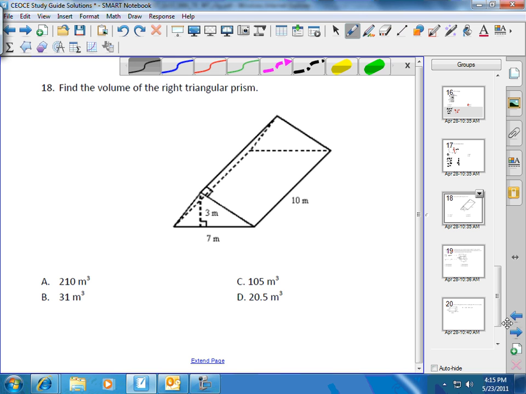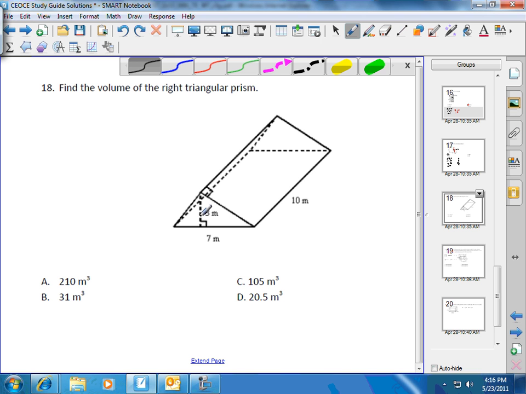Number 18, find the volume of the right triangular prism. Okay, remember, one way to find the volume of any prism, whether it's a triangular prism, a cube, an octagonal prism, is simply to take the area of the base and multiply it times the height. They're telling us this is a right triangular prism, so that means this edge is perpendicular to the edges of this base. Okay, so the area of the base times the height will give us the volume of the prism.